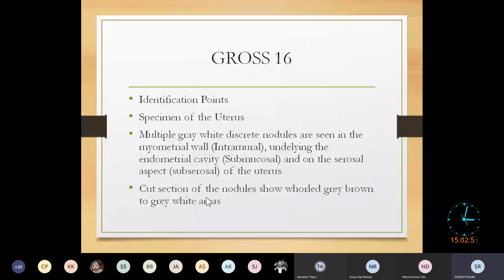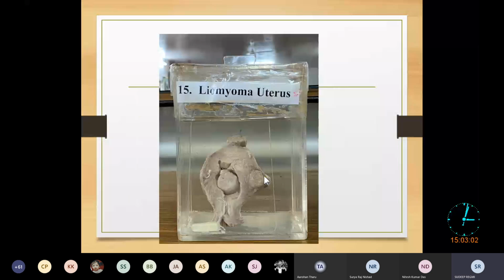So here you can see all three types of leiomyoma. Here you can see this is the intramural, which is within the muscle. Here you can see a smaller one. Here it is the smallest one. Here it is another one. So this is the submucosal, and here you can see this is the subserosal. So within the myometrial muscle layer, this is the intramural. This is submucosal, below the endometrium, and towards the serosa, this is the subserosal. Okay.